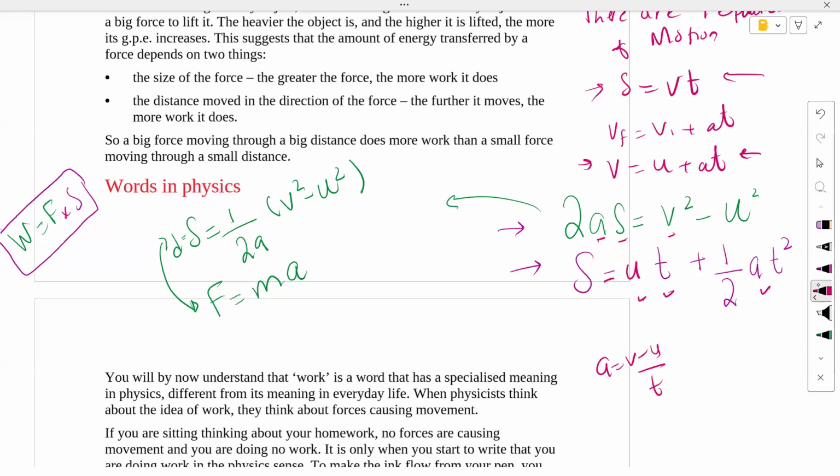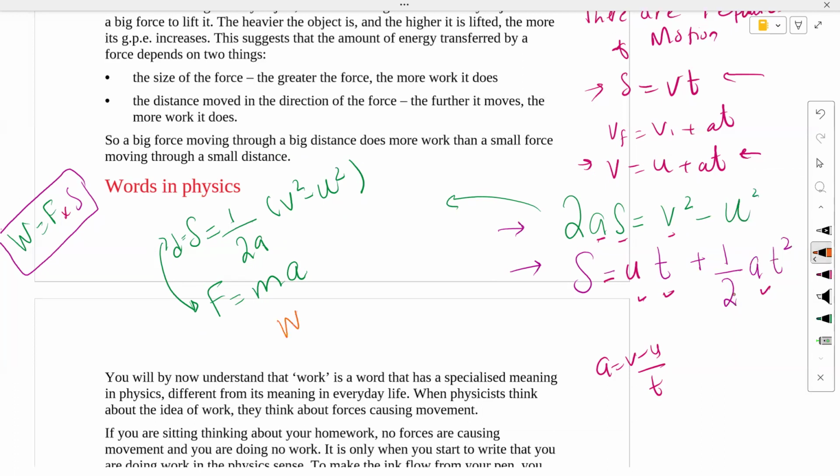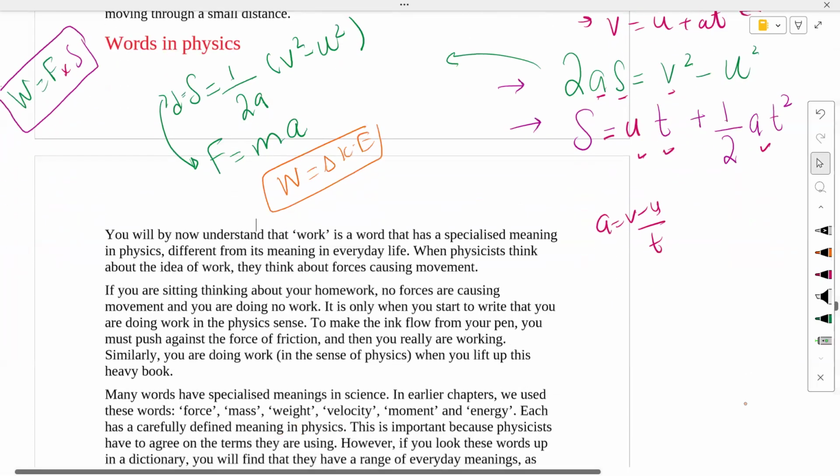Yes sir. Now I have the value of d, which is 1 over 2a into v square minus u square from the equation of motion. I have the value of F, which is F equals ma according to Newton's law. Do I dare to put it in the equation? Are you guys ready? 100%? Yes. We discussed that work done is also equal to change of kinetic energy. Now I have to validate that. Let's do that now.